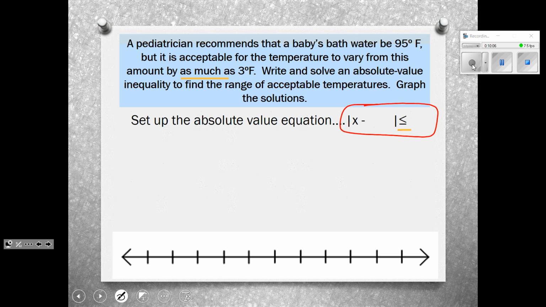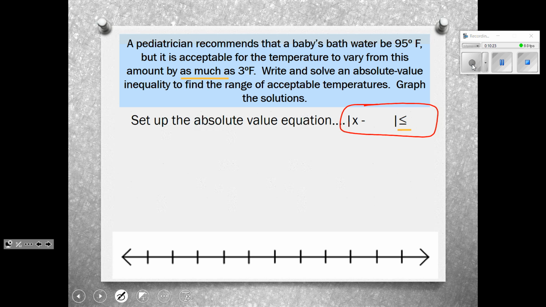So a pediatrician recommends that a baby's bath water be 95 degrees Fahrenheit, but it is acceptable for the temperature to vary from this amount by as much as 3 degrees Fahrenheit. Write and solve an absolute value inequality to find the range of acceptable temperatures.